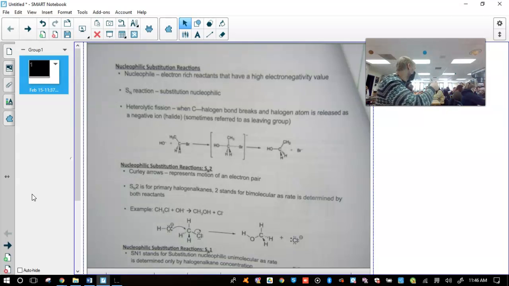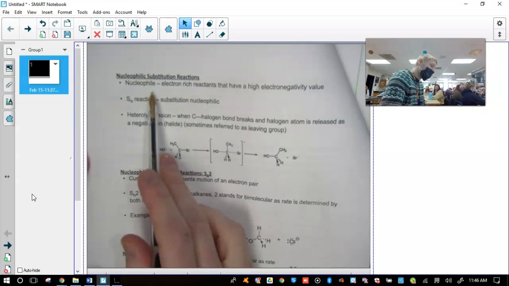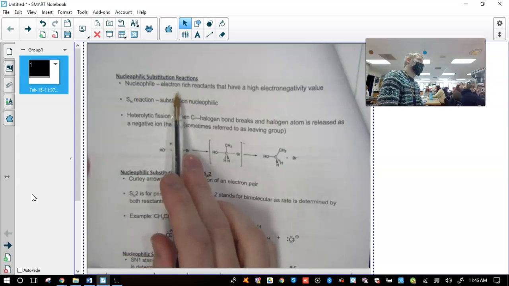Primary means that the halogen is attached to a carbon that's only attached to one other carbon. Secondary, the carbon's attached to 2 other carbons. Tertiary, the carbon is attached to 3 other carbons. So we've got Sn2, Sn1, so it's just kind of generic. Nucleophile, who wants to read that?